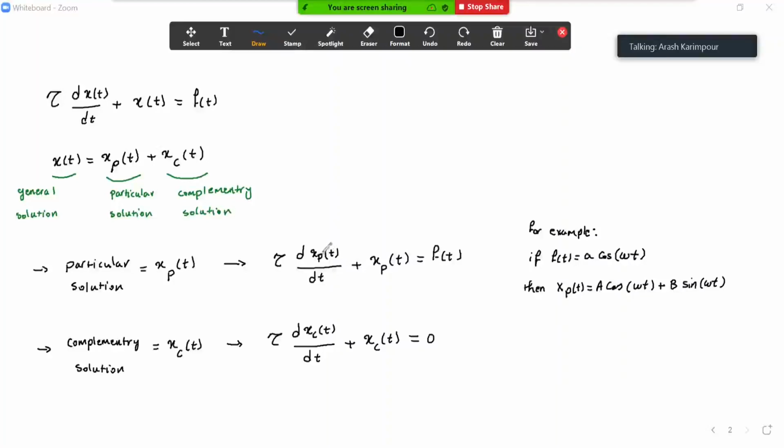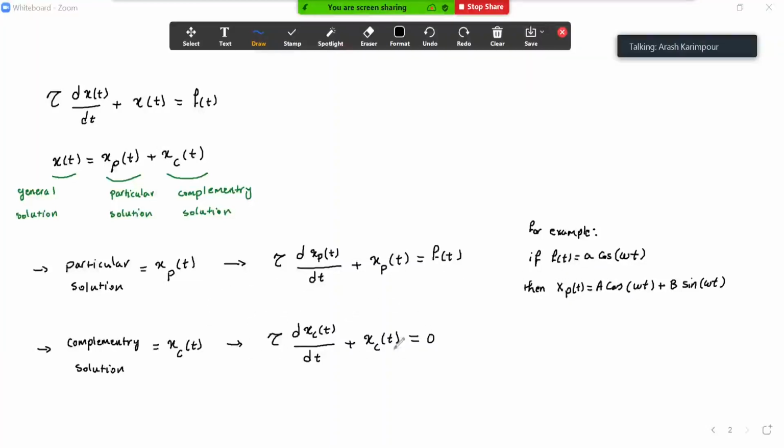So the particular solution should satisfy this equation. The complementary should satisfy this equation. In other words, we put the complementary solution, and as I said, usually you are given the complementary solution, so you know how it is. You just need to go and substitute it here, and then solve it and find, for example, the a and b or any other unknown coefficient you have.